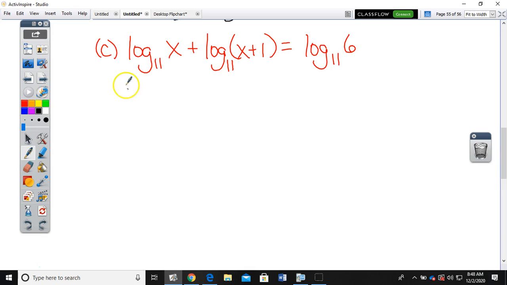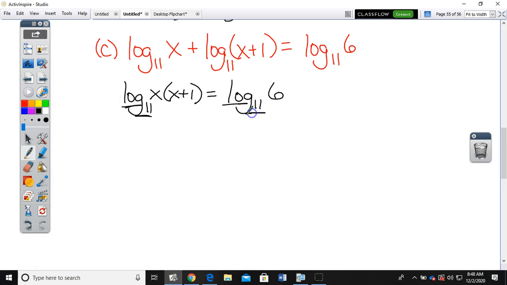By multiplying. So this will be log base 11 of x times x plus 1 equals log base 11 of 6. Now, this and this and this and this are the same. So all you need to worry about is x times x plus 1 equaling 6. So I'm going to go ahead and distribute. That'll be x squared plus x equals 6.